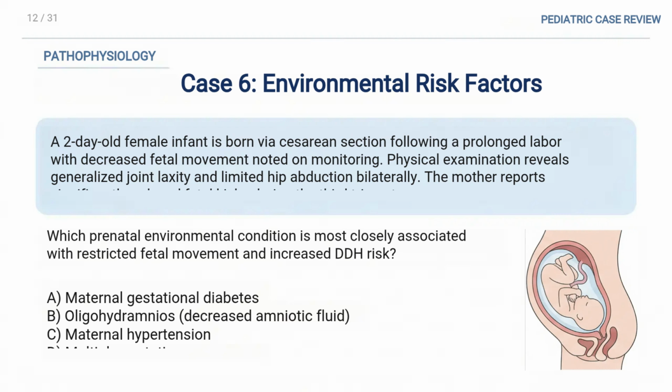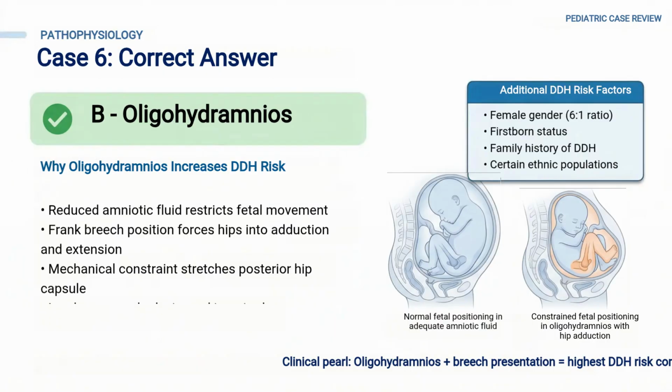Option A, maternal gestational diabetes. Option B, oligohydramnios, meaning decreased amniotic fluid. Option C, maternal hypertension. Option D, multiple gestation pregnancy. The correct answer is B, oligohydramnios.